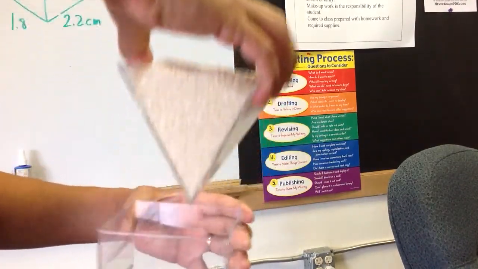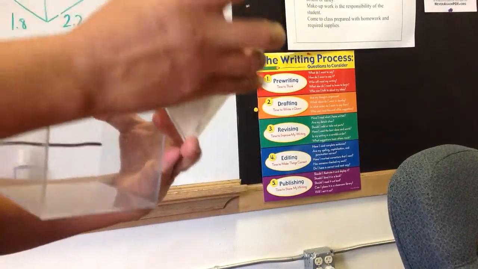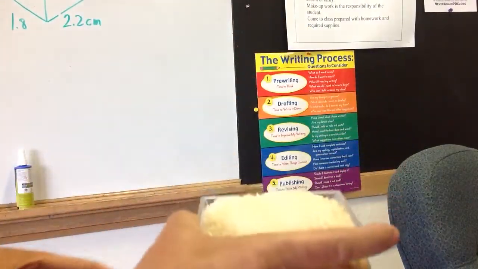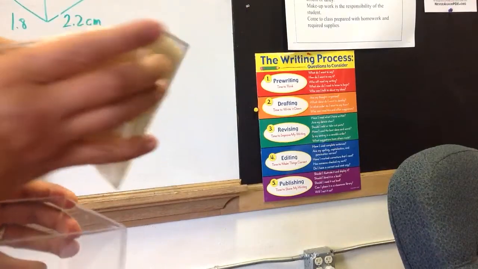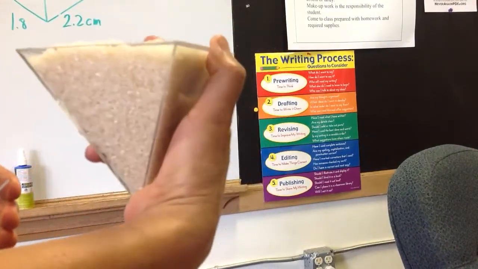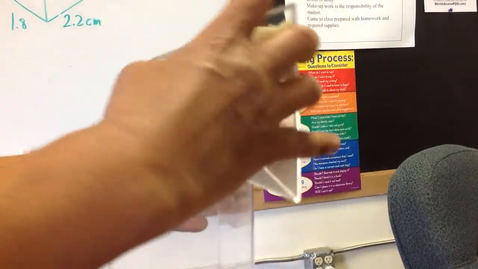Now watch. Why is it multiplied by a third? Well, I'm going to use this rice to represent the volume as my unit of volume, and I'm going to pour it into here.